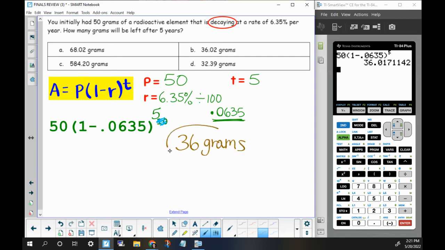Now remember, if it is a decay problem, your number is going to do what? It's going to get bigger or smaller? Smaller. All right, growth will make it bigger. So anytime it's decay, it's important that we know the difference.